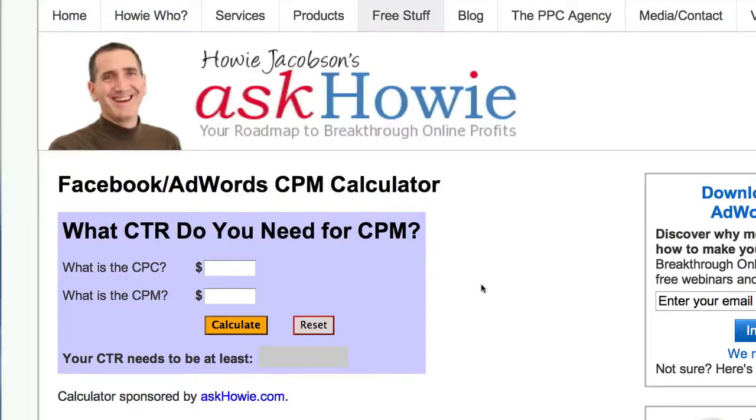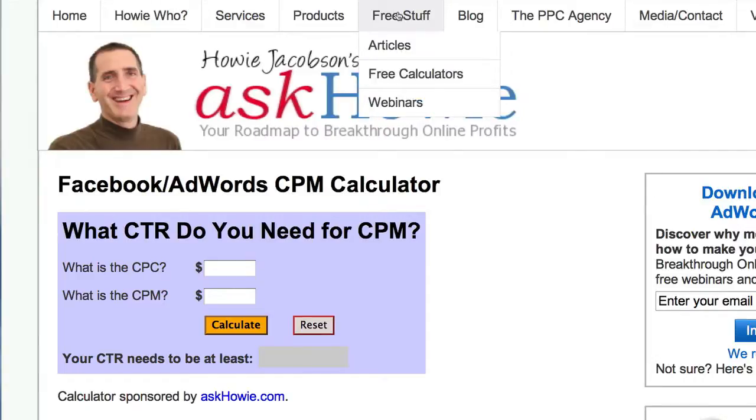So here we go to our handy dandy Facebook AdWords CPM calculator. You can get that by going to askhowie.com and clicking on free stuff, free calculators, Facebook AdWords CPM calculator. And here's the insight. In order for CPM to work, you need a certain level of CTR, click-through rate. If you have a high enough click-through rate, CPM is better. If your click-through rate is low, CPC is better.